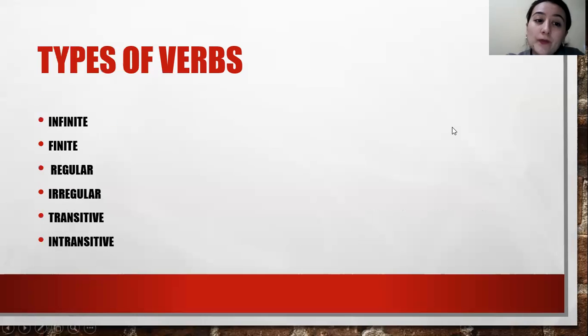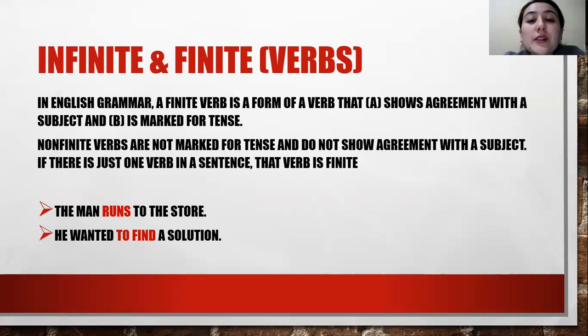Types of verbs. Verbs can be infinite and finite, regular and irregular, transitive and intransitive. If we're talking about infinite and finite verbs, infinite has another name, just like infinitive. In the English language, a finite verb is a form of a verb that shows agreement with the subject and is marked for tense.